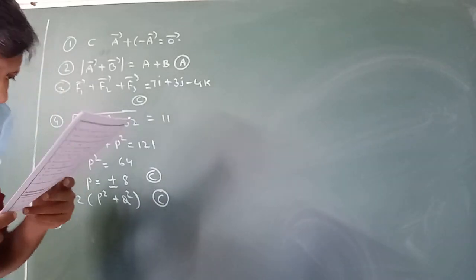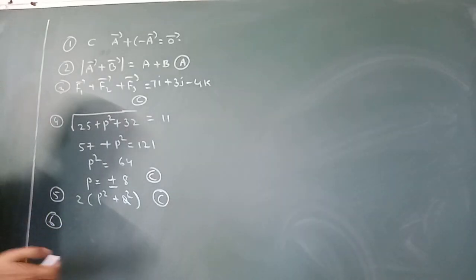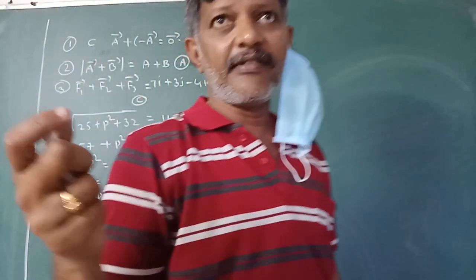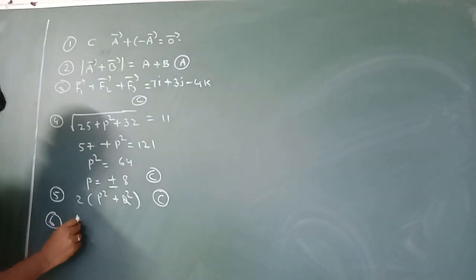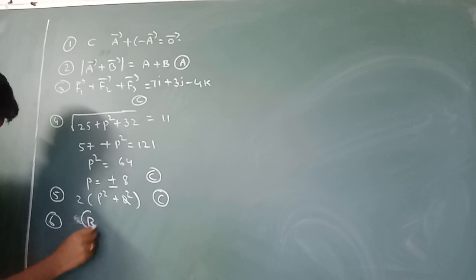Sixth one. The maximum value of A minus B. Whatever be the value, for modulus of a plus b or modulus of a minus b, the maximum value is a plus b and the minimum value is a minus b. Option B is correct.